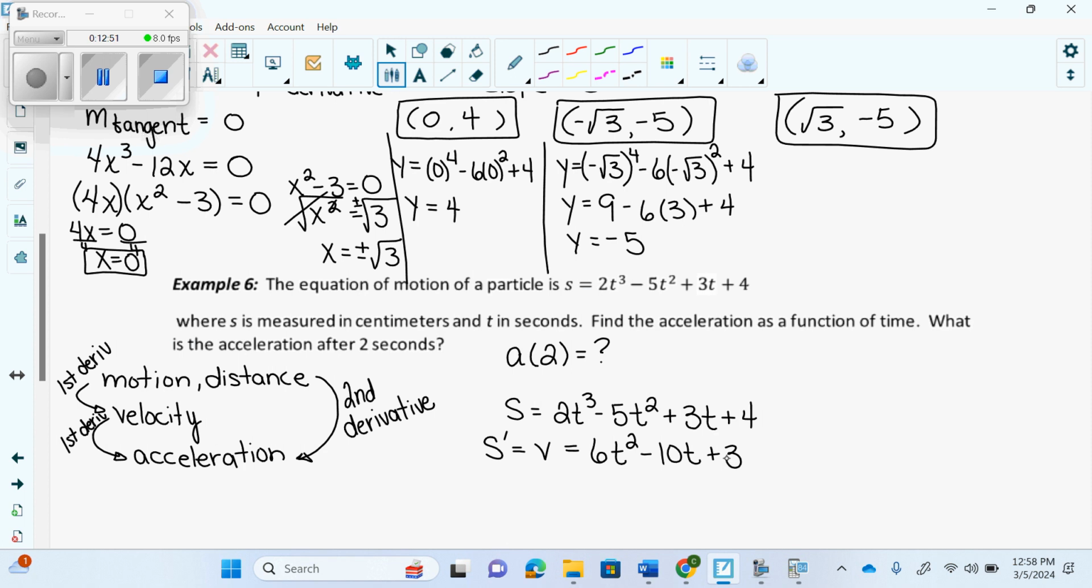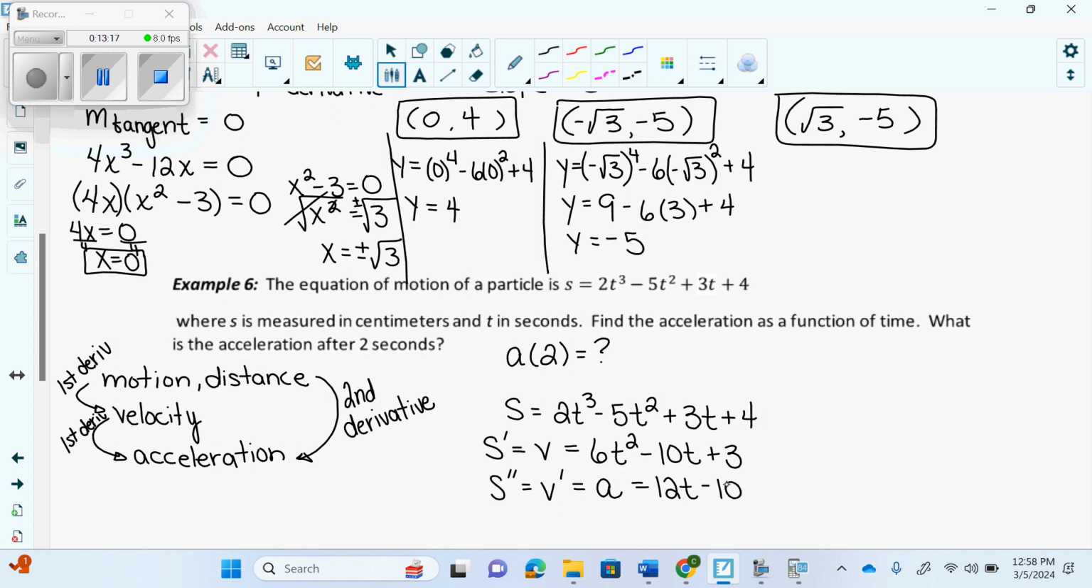We want the second derivative of S, which is equal to the first derivative of velocity, which is equal to acceleration, which is 2 times 6, which is 12t minus 10. We agree?